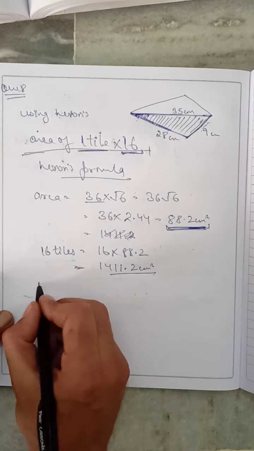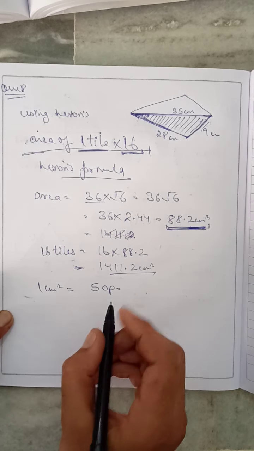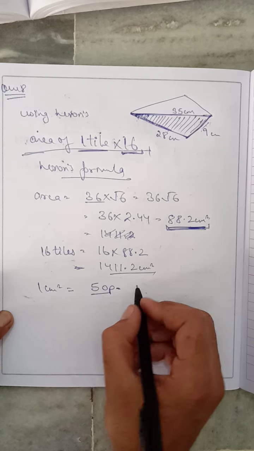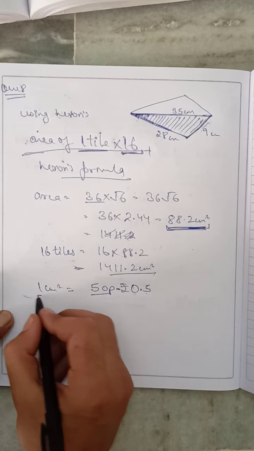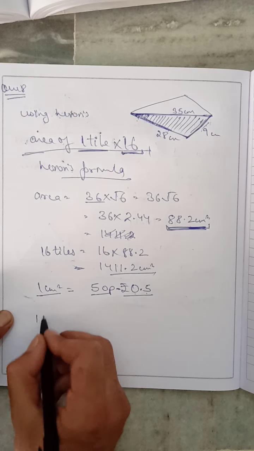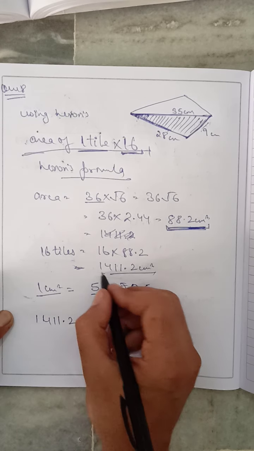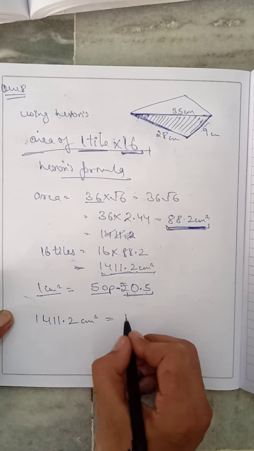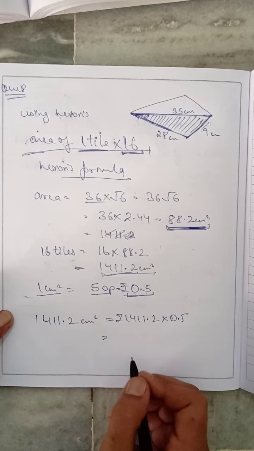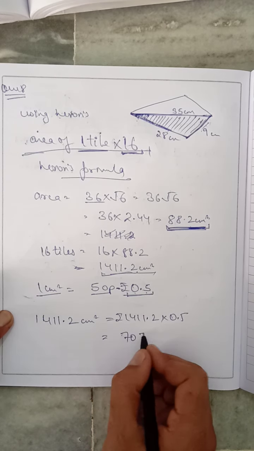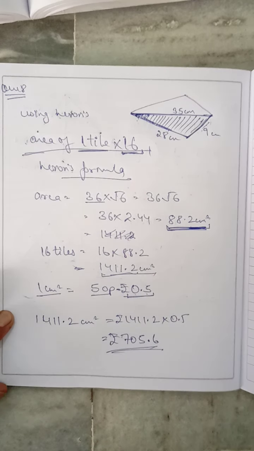Cost of polishing 1 centimeter square is equal to 50 paisa. Don't forget to convert it into rupees. 50 paisa means 0.5 rupee. Now multiply. 1 centimeter square cost is this. 1411.2 centimeter square cost is equal to this multiplied by 0.5. This will give you the cost, and the cost comes out to be 705.6 rupees. In this way you will get the answer.